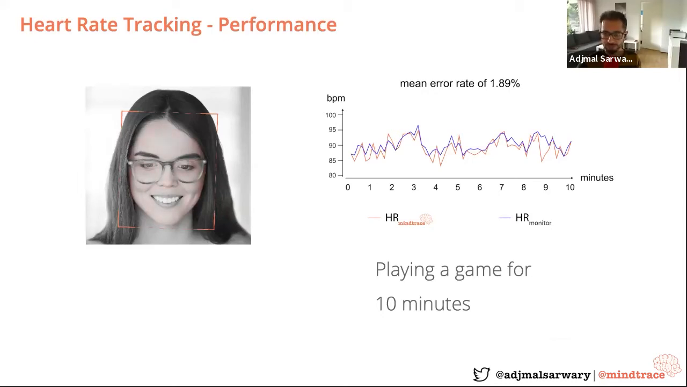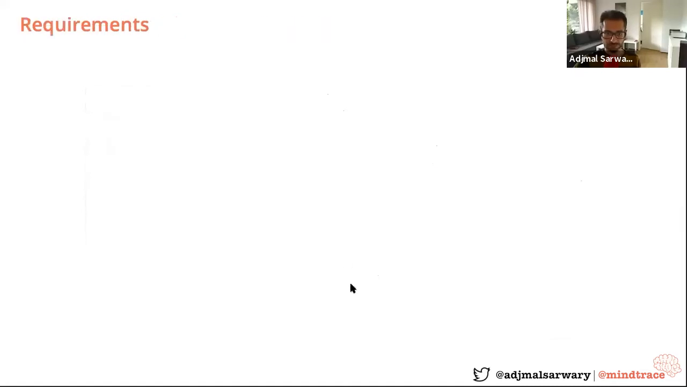And we track them with a regular heart rate monitor and also the MindTrace one. And you can see this is the graph we get. And the mean error rate is about 1.89%. And also here, the sampling frequency is the 30 hertz that is from the other ones as well.